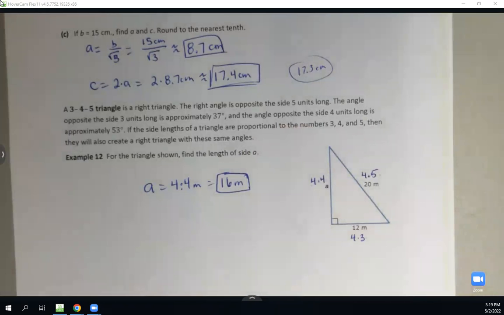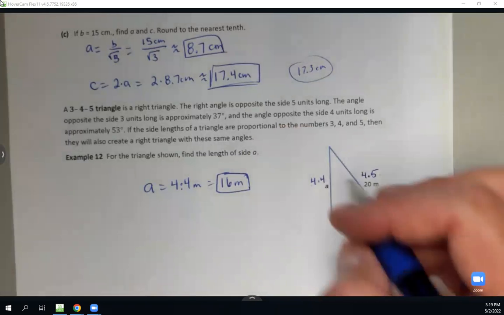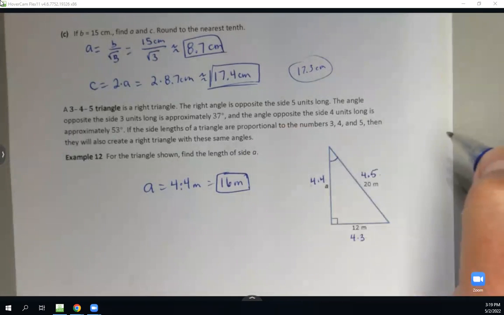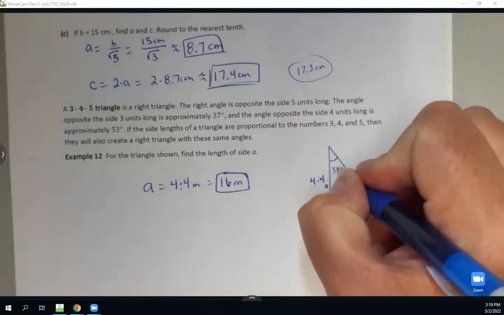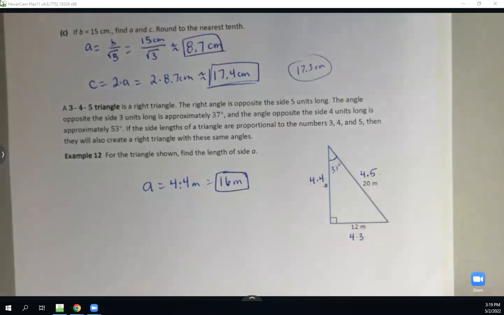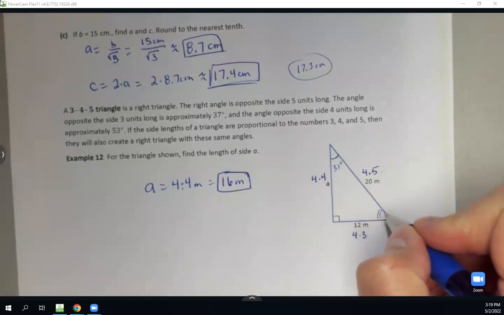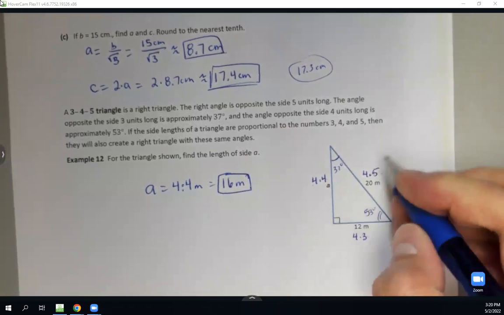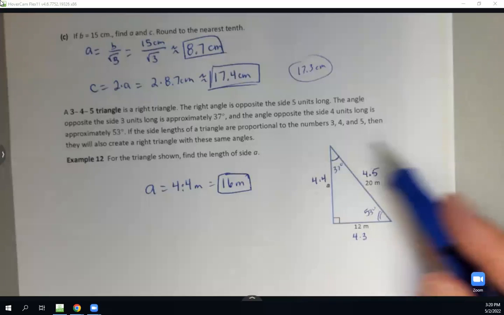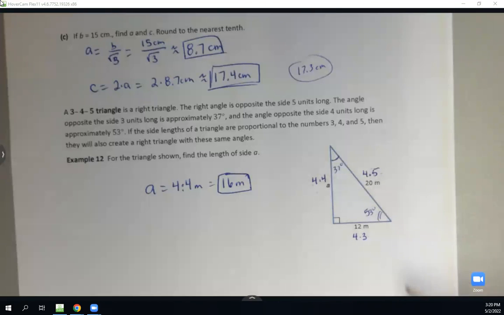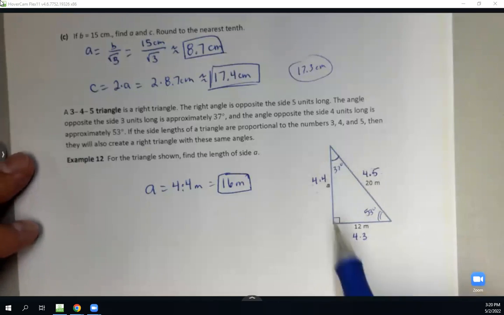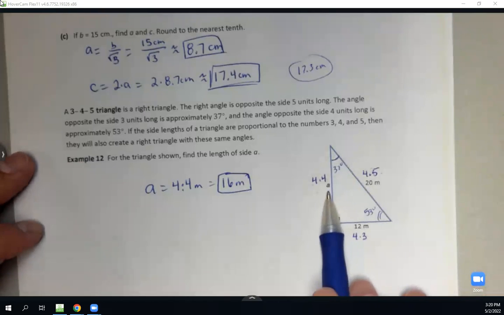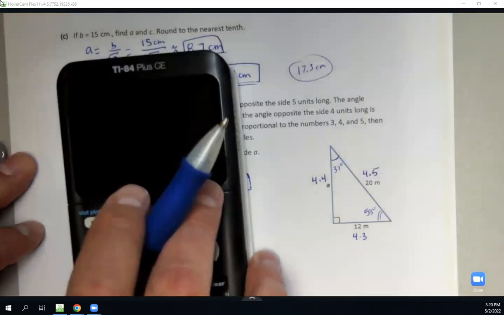Now, if you were asked, and we weren't, but if you were asked, what's this angle right here? That angle right there would be about 37 degrees. And if you were asked, what's this angle right here? That angle is about 53 degrees. And I know that because it's a 3, 4, 5 ratio, and that always works that way. Make sense?